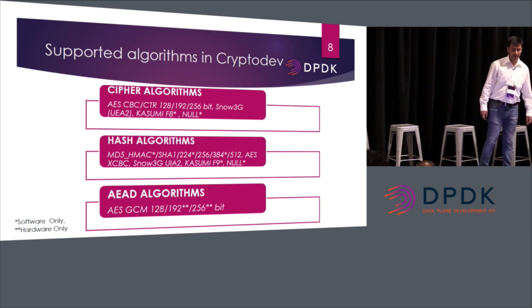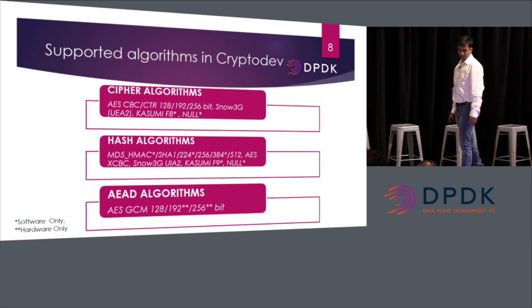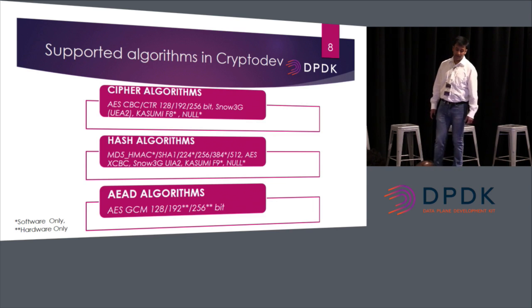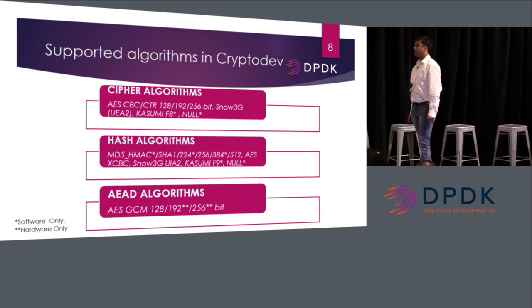Moving on to the hash algorithms, we have SHA-1, 224, 256, 384, 512 support in there. AES XCBC is there, and Snow 3G UIA2 mode is there.